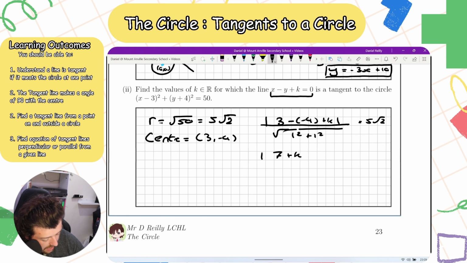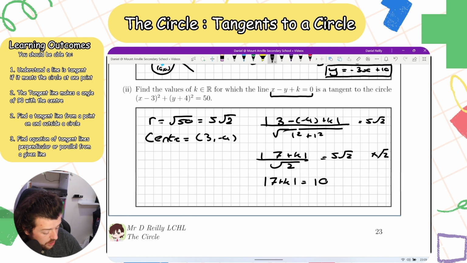7 plus k is all over root 2 is equal to 5 root 2. Multiply both sides by root 2. I'm going to have 7 plus k is equal to 5 root 2 times root 2, which is 10. So 7 plus k is equal to 10. k is equal to 3.